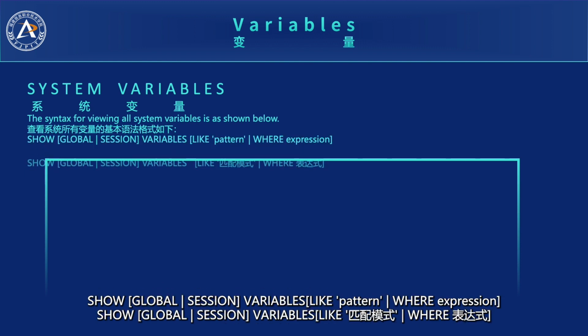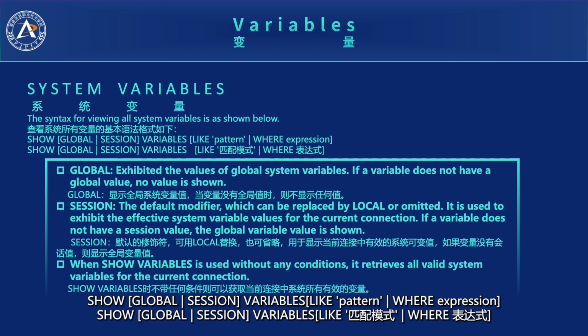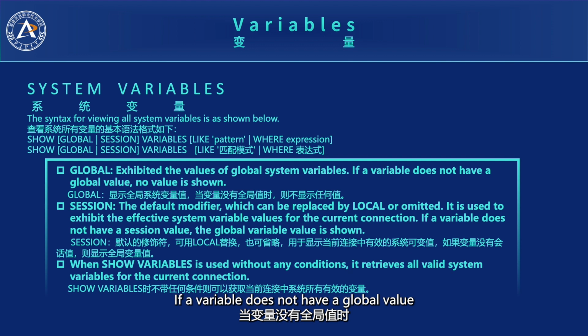Show global variables like 'pattern' or where expression. Global exhibits the values of global system variables. If a variable does not have a global value, no value is shown.